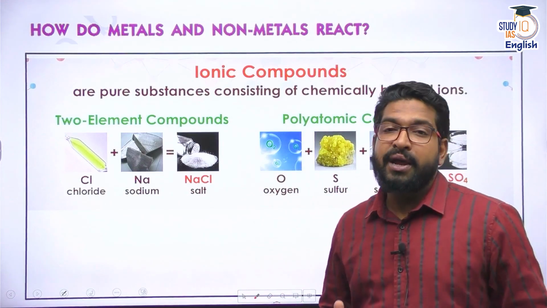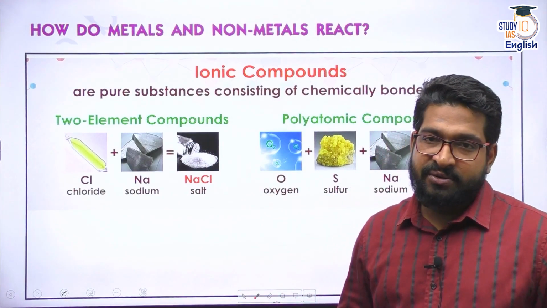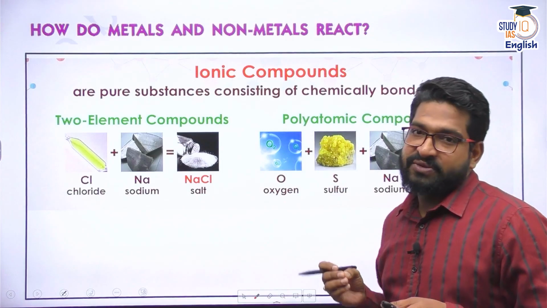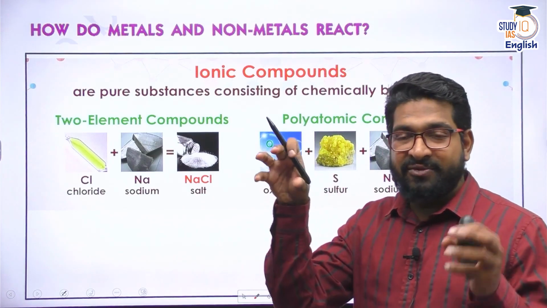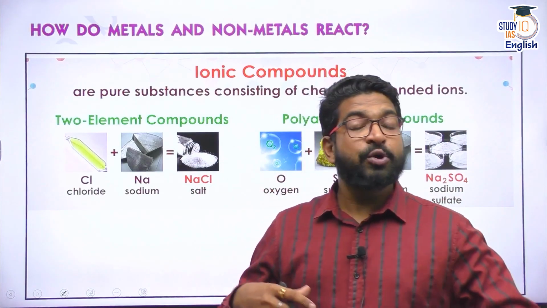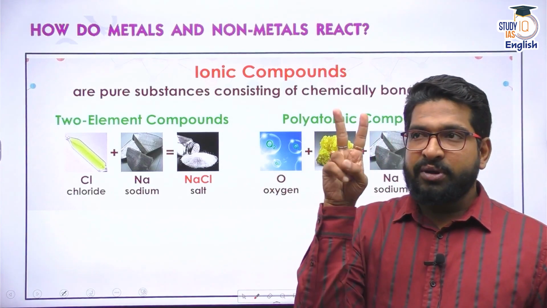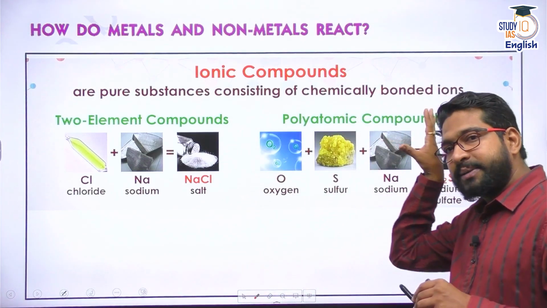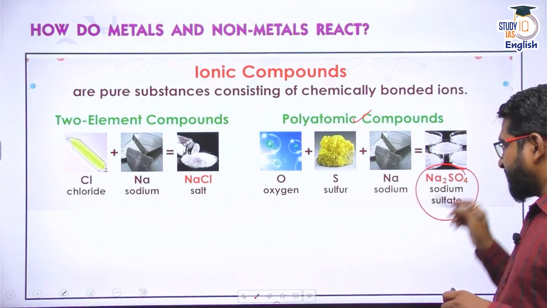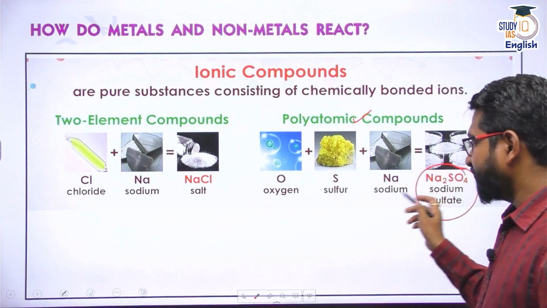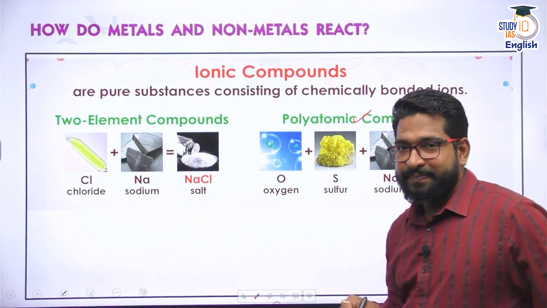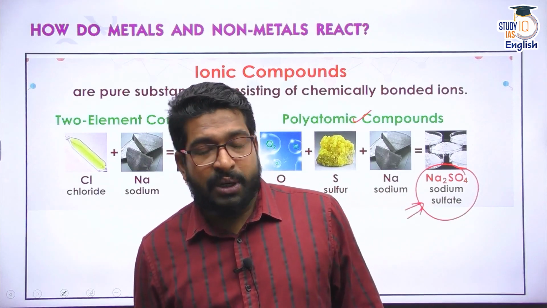What are these ionic compounds? Ionic compounds are pure substances formed by the reaction between a metal and a non-metal, where they tend to reach a stable phase, where they have chemically bonded, where there is some sort of ionic bonding between the cation and the anion. When we talk about ionic compounds, it can be between a metal and a non-metal, or it can be polyatomic also. There can be different atoms. For example, sodium sulfate, Na2SO4. I told you it is not balanced. Oxygen, sulfur, and sodium, all three are combined here.